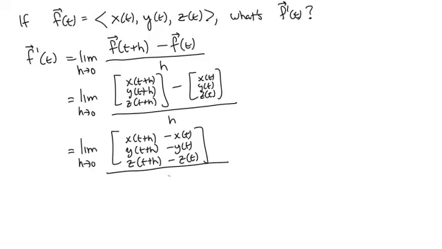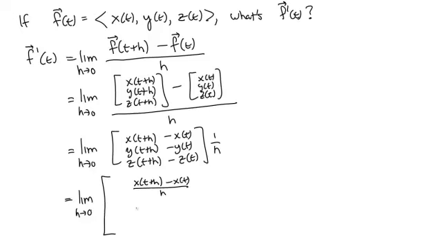all over h. Remember, h is a real number, so to divide a vector by h is to scale it by 1 over h. So let me write it like that real fast. This is scaling it by 1 over h. And if I actually were to scale each one of those components, I would get the limit as h tends to 0 of x of t plus h minus x of t over h, y of t plus h minus y of t over h, and z of t plus h minus z of t over h.